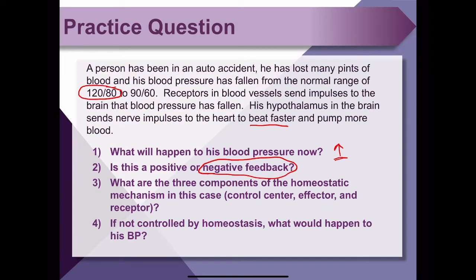What are the three components of the homeostatic mechanism? So let's go with receptor. What are receptors? Well, it says it right here. Receptors in the blood vessels.